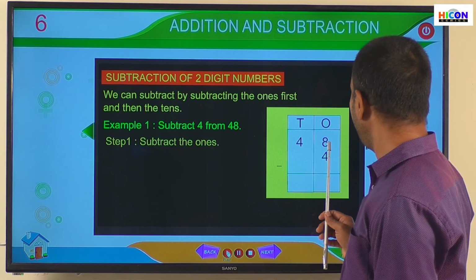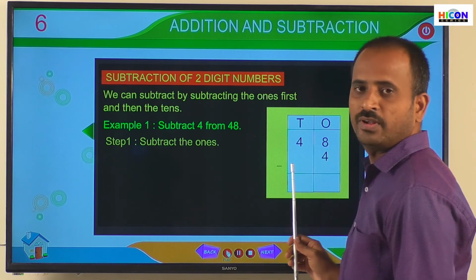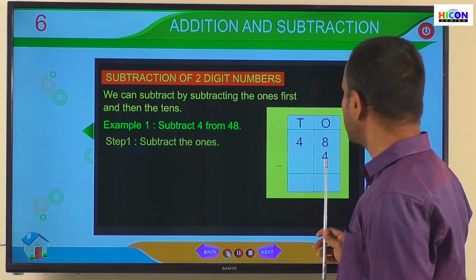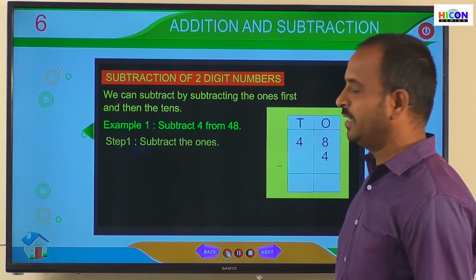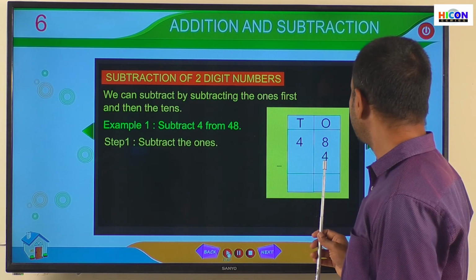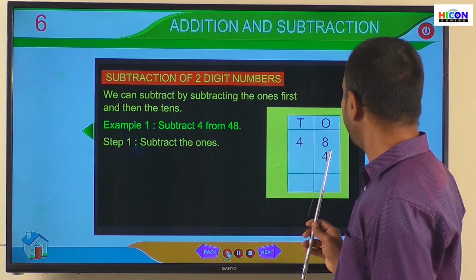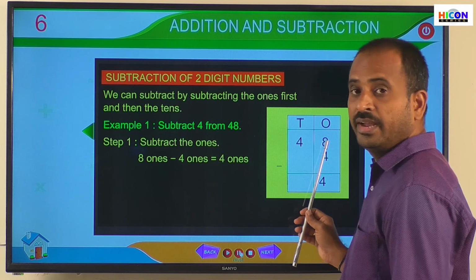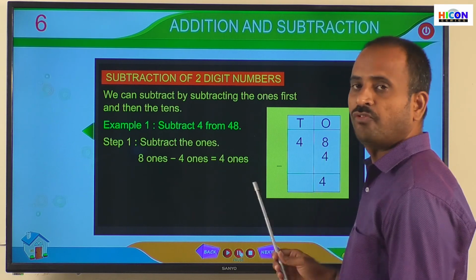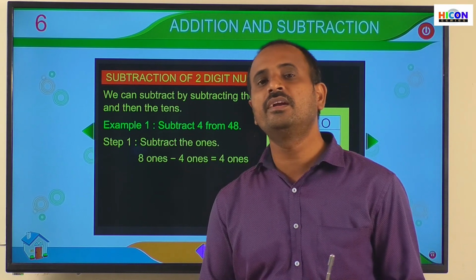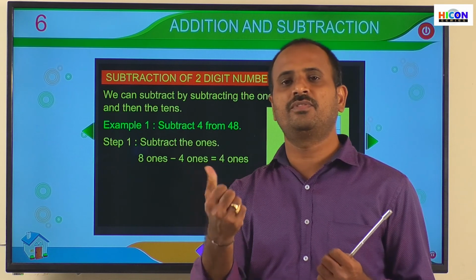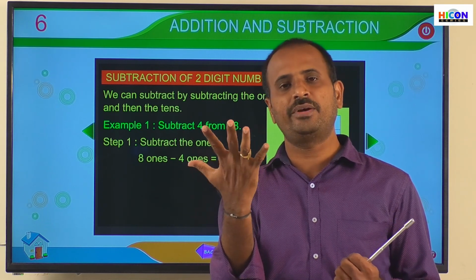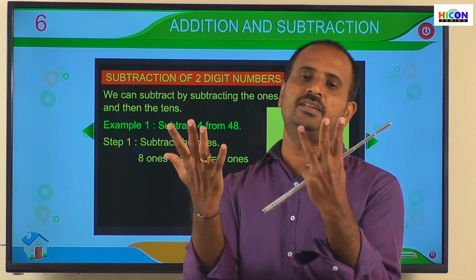That means 8 ones and 4 ones, that is 8 ones minus 4 ones. What is the first digit here? 8. And what is the second digit? 4. So step 1 is subtract the ones. Now open 8 fingers and close 4 fingers, then you will get the answer. Open 8 fingers: 1, 2, 3, 4, 5, 6, 7, 8. These are the 8 fingers.